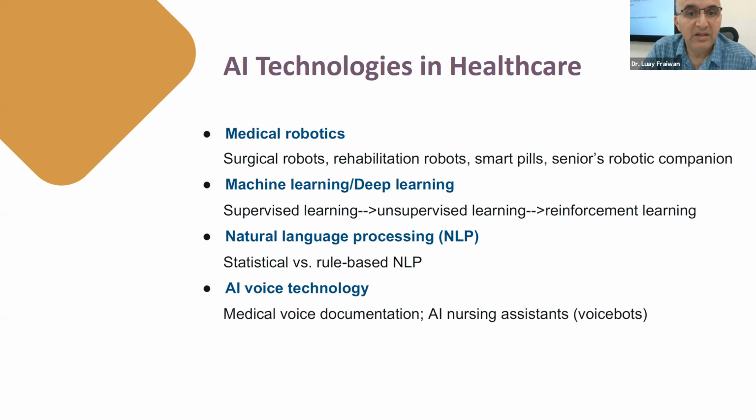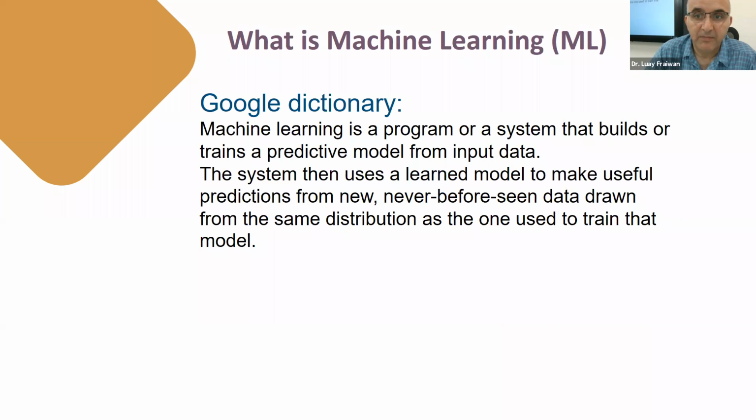The current AI technologies that I myself saw, the first thing is medical robotics. We worked in medical robotics like surgical tools, rehabilitation robots, smart pill dispensers, senior robotic companions. Like old people, maybe you want to have a robot that will help him. Like blind people, maybe you have a robot with them. So a lot of things can be done with robotics. We have machine learning, or what we call deep learning. We have natural language processing, and we have AI voice technologies. These are the things in healthcare.